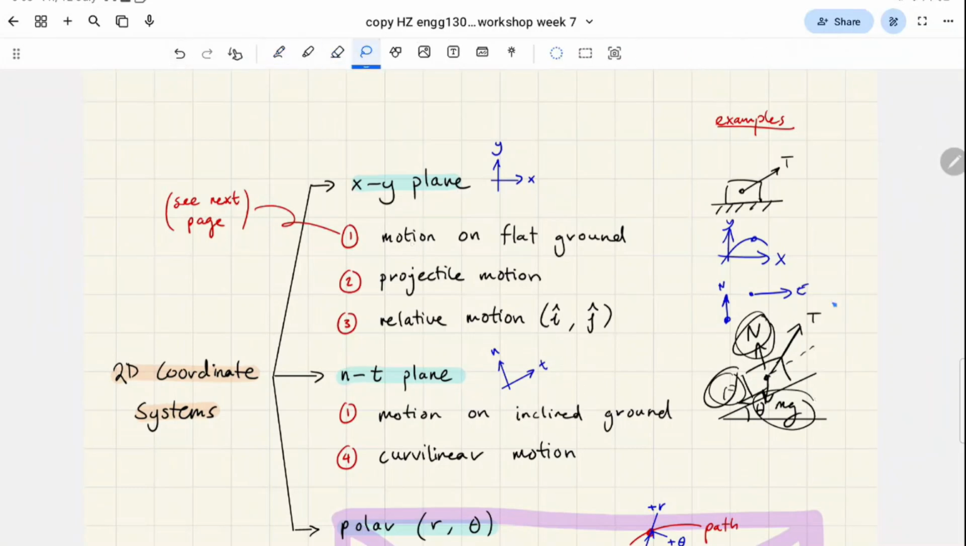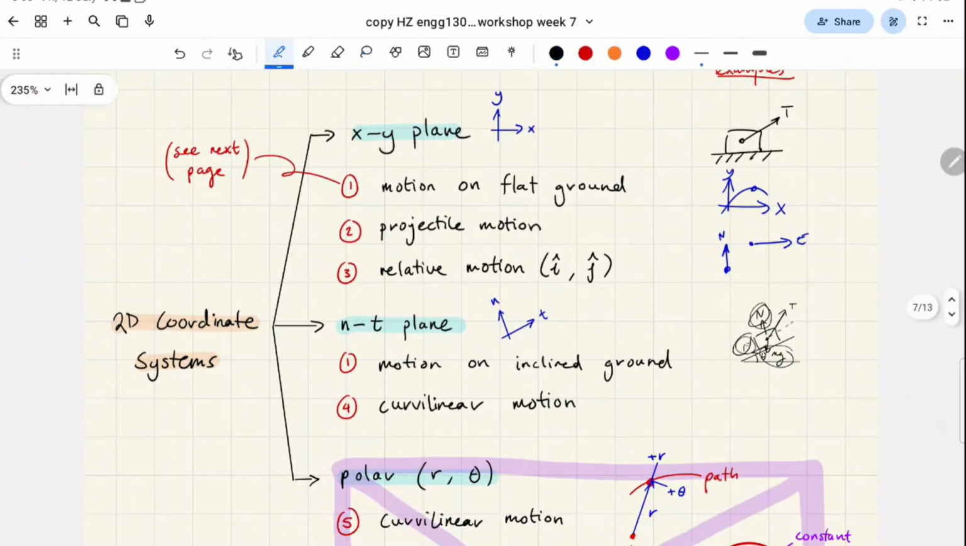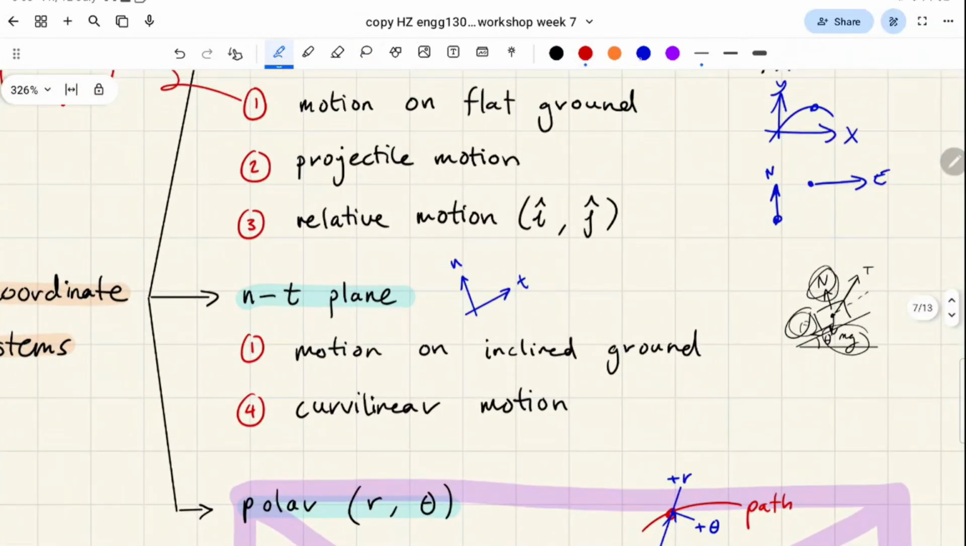Sorry, that was a mess. And curvilinear motion. Let's see if I have a drawing for it. You're tracking a particle's motion, right? You're going to have acceleration in the tangential direction, tangential to the circle, and normal to the circle will be our centripetal acceleration.